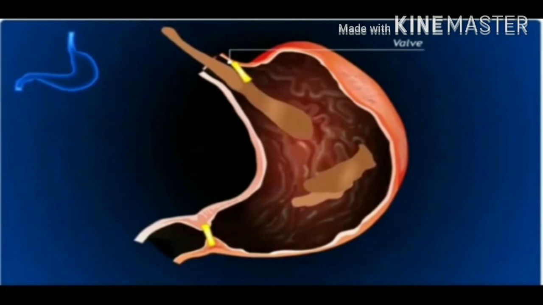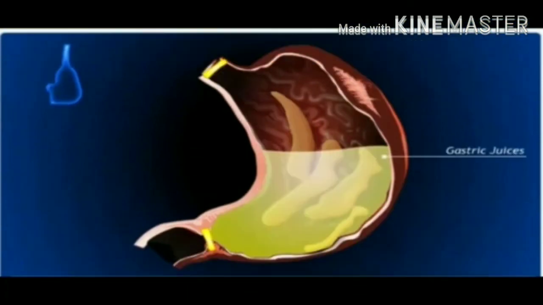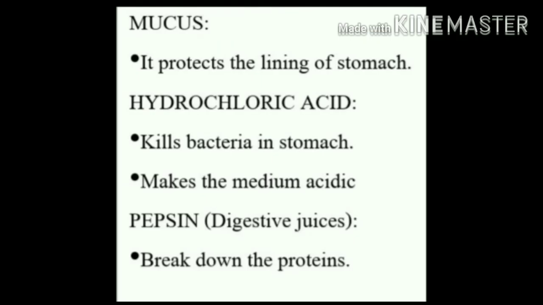The inner lining of the stomach secretes gastric juice, which contains mucus, an acid, that is hydrochloric acid, and the digestive juices. The mucus protects the lining of the stomach. Hydrochloric acid kills many bacteria that enter along with the food. And another function is that it makes the medium in the stomach acidic in order to activate the enzyme present in the digestive juice.